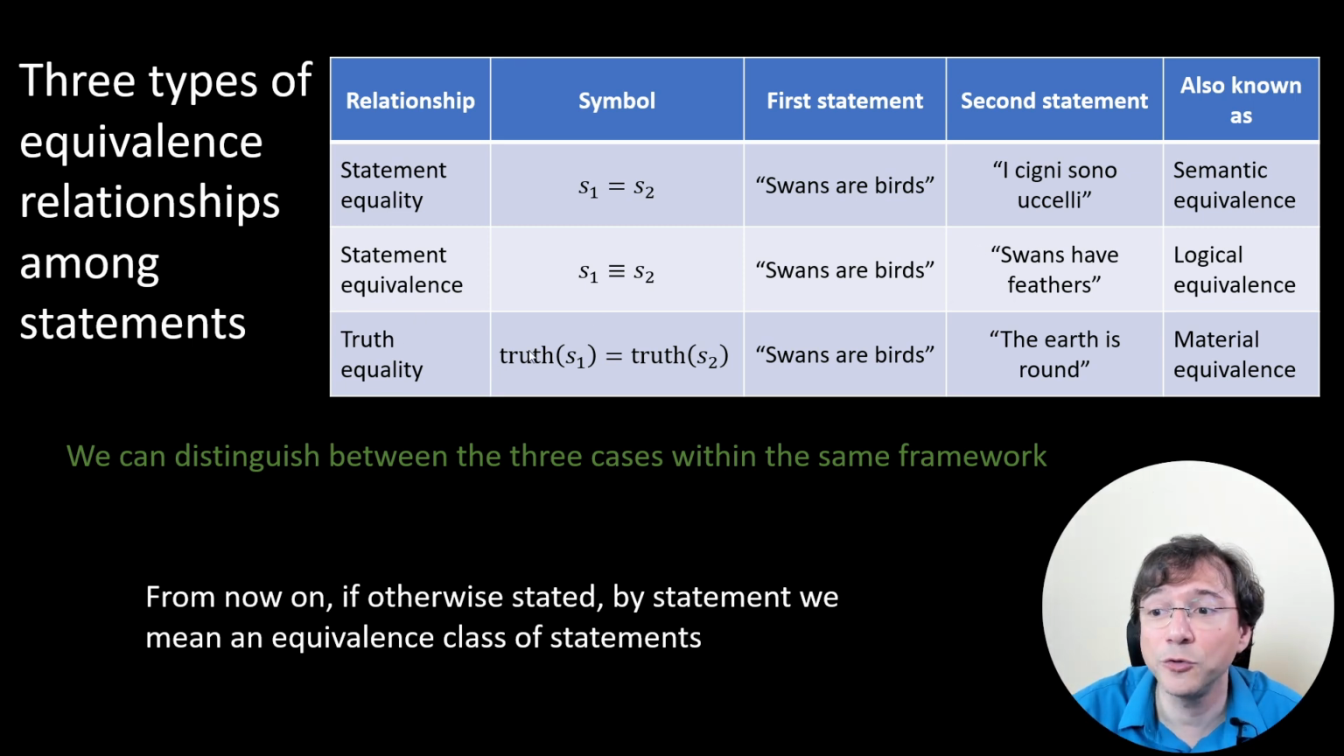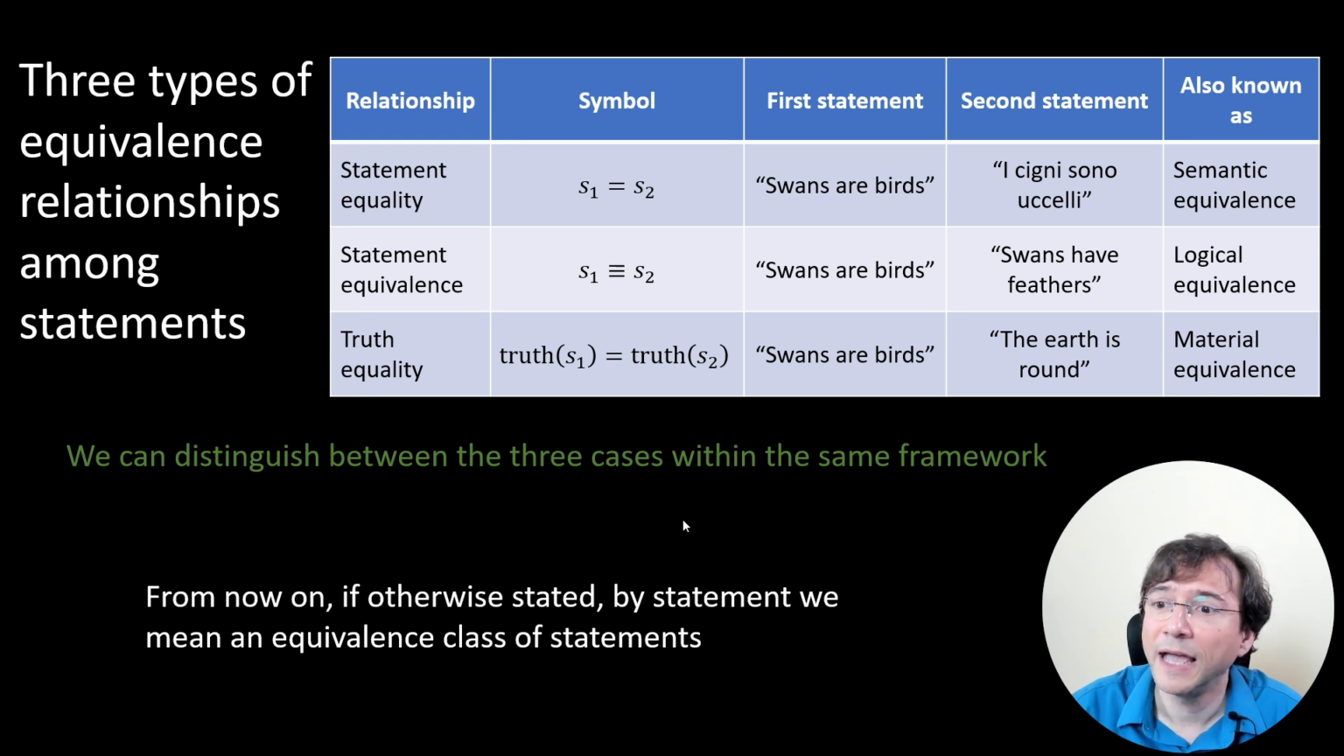And then you could have two things that happen to be true at the same time. This is called material equivalence because they have the same material value. So swans are birds is true, the earth is round is true, and both of these are true, but of course they have no relationship with each other. What is nice about this system that we have created is that we can distinguish between these three cases in the same framework, and that's useful because, conceptually, you can see, aha, look at that. Those three things are different, so we can keep track of them.